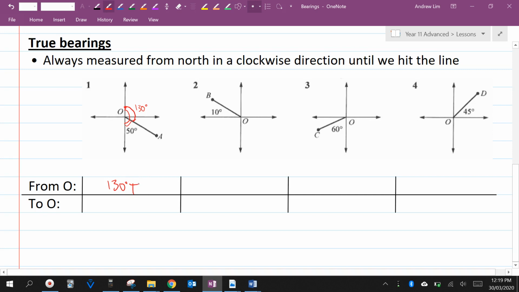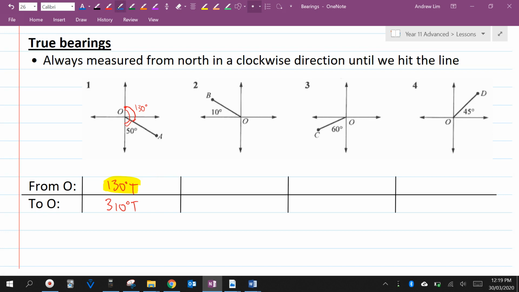If I want to work out the opposite bearing, what I need to do is look at this answer and ask myself, is it more or less than 180 degrees? If it's less than 180 degrees, I'm going to add 180 to it. However, if this number here was more than 180, I would subtract 180 from it to get the opposite bearing.